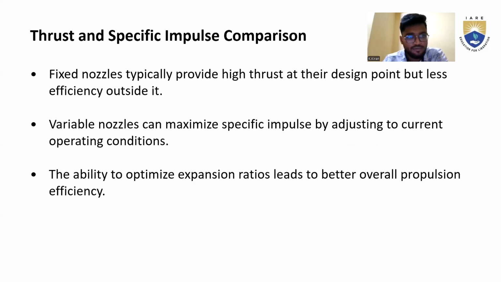Thrust and specific impulse comparison. Fixed nozzles typically provide high thrust at their design point but less efficiently outside it. Variable nozzles can maximize specific impulse by adjusting to current operating conditions. The ability to optimize expansion ratios leads to better overall propulsion efficiency.